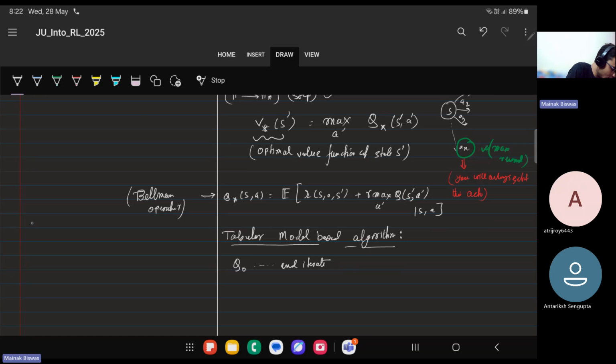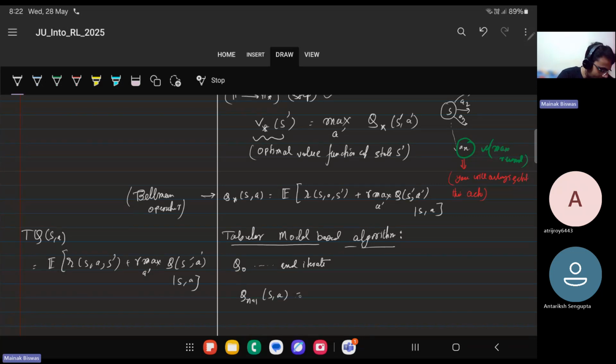So a Bellman operator, just tell me what would be the Bellman operator? TQ, for example, TQ of S comma A is the expected value of, we have defined this before as well, the reward plus gamma max of Q of S dash, A dash, isn't it? This is your Bellman operator. And I'll keep on updating Q. So I can write Q_{n+1}. We'll see it's a contraction as well, and that will prove that it will converge to a unique fixed point by Banach's fixed point theorem.